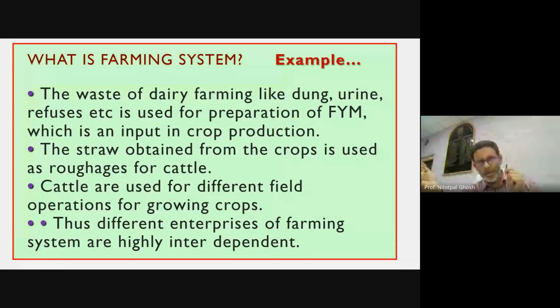And we are thinking about organic crop production, organic farming, where farmyard manure is the basic component needed, which comes as a waste from dairy farming. Like the straw obtained from crop production is used as cattle feed. Straw, maybe wheat straw, and in eastern India, rice straw is a major staple food for the cattle. And the cattle are used for different field operations for growing crops. This is a well-known, age-old practice. Thus, different enterprises of the farming system are highly interdependent.